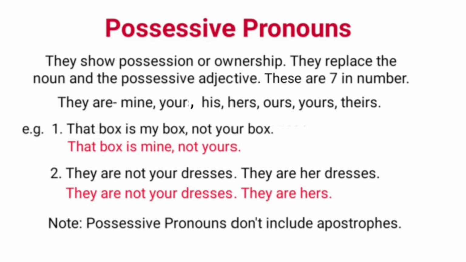In the second example, they are not your dresses, they are her dresses. To make it natural, we will write, they are not your dresses, they are hers. Here also, we have replaced her dresses with hers, which is a possessive pronoun. Note that possessive pronouns don't include apostrophes. For example, when we write yours, ours, hers, and theirs, we don't use apostrophes.